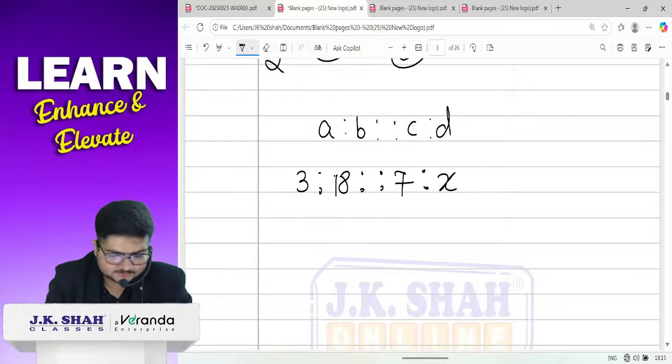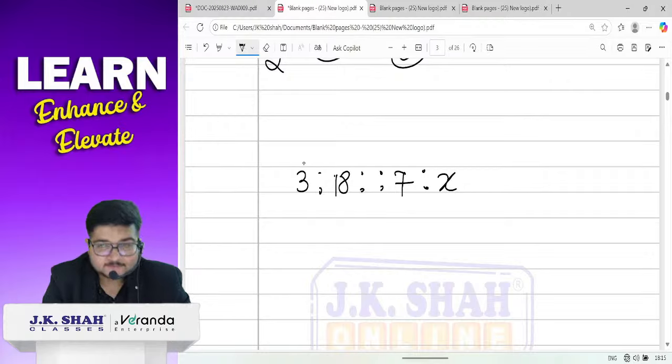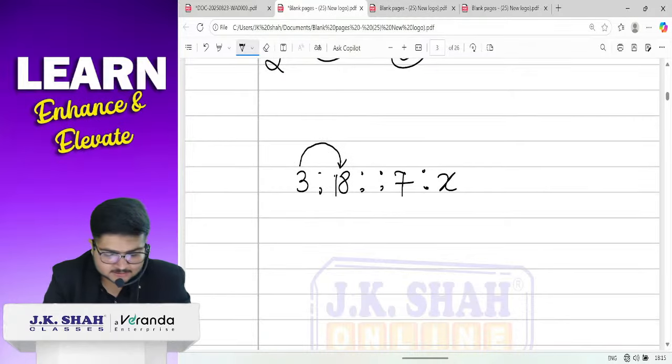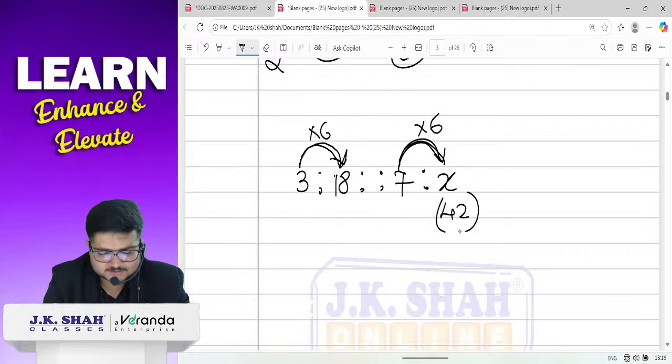This is the question. Right? Now how to solve this? How to find the value of x? See, first you have to check, are this and this number related by multiplication or division? If yes, then that same relation will be applicable to this also. For example, this is multiplied by 6, right? So this will also get multiplied by 6. 7 sixes are 42. Answer is 42.